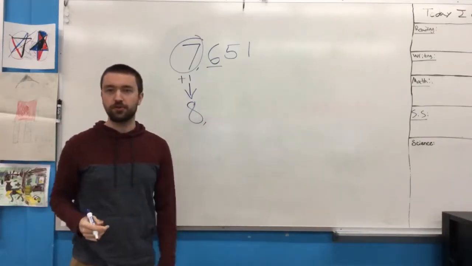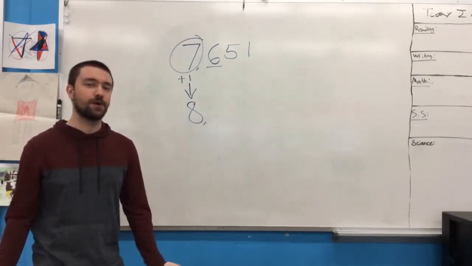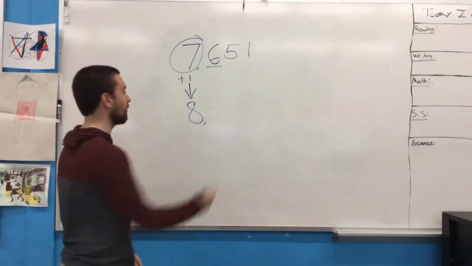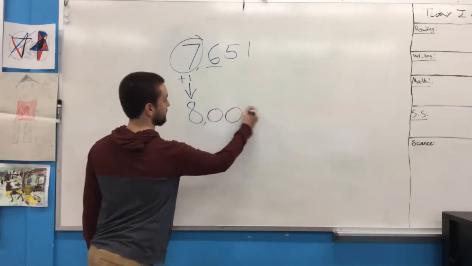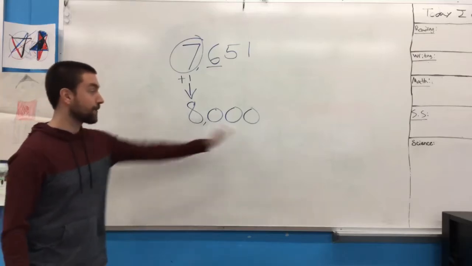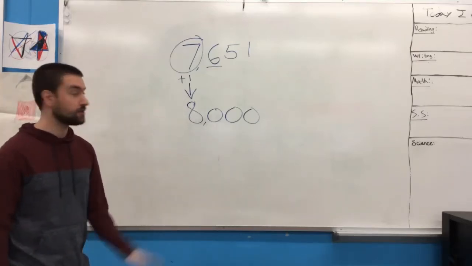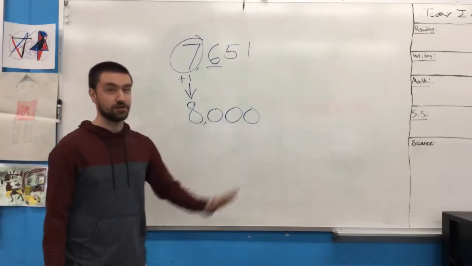But what about all the other numbers? Well, now we got to finish the rounding rap. All the other numbers become a 0. You just became a hero in the rounding game. 7,651, rounded to the nearest thousand, is 8,000.